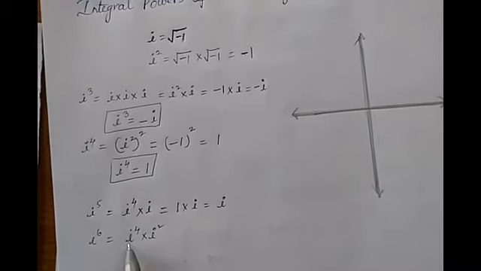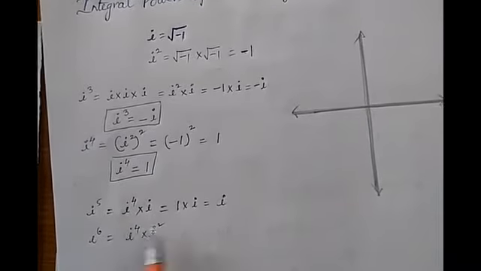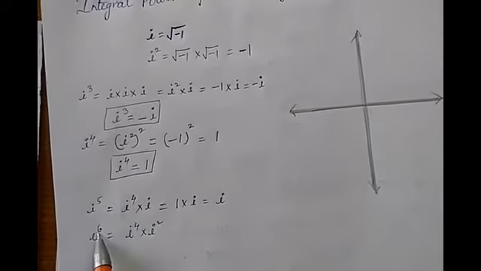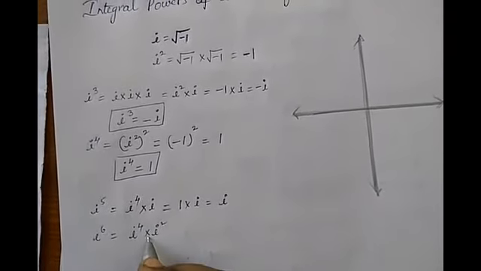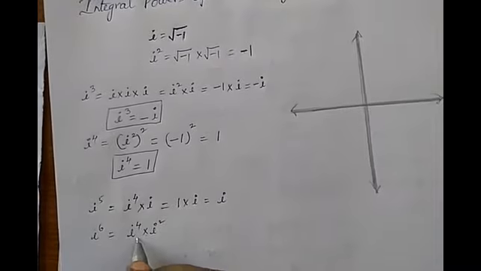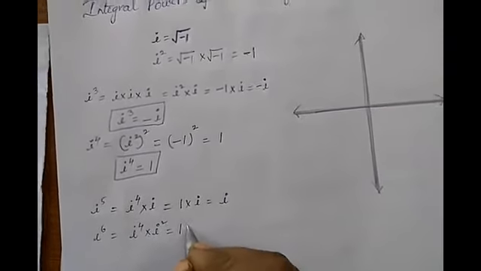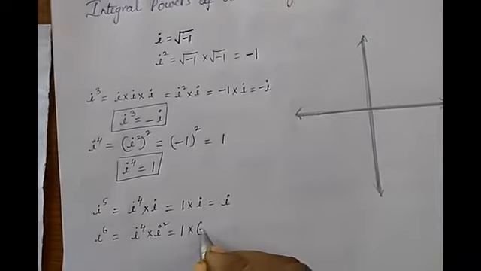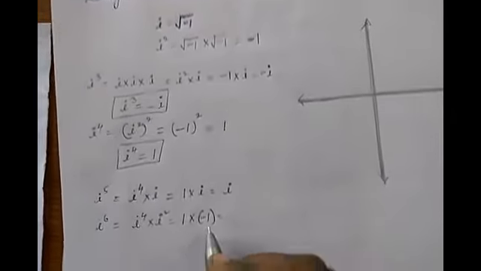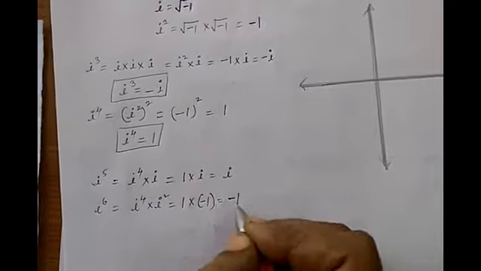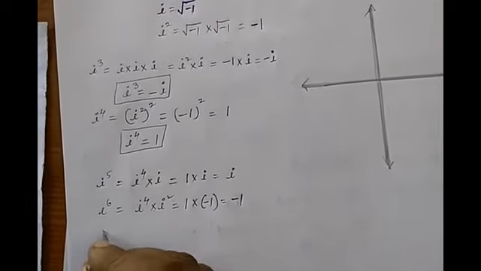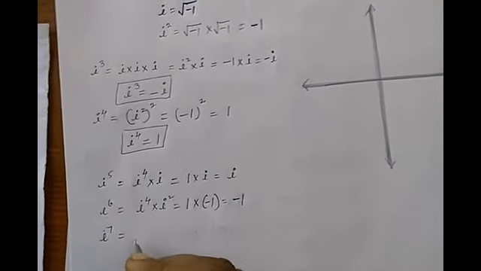We know the law of exponents: if the bases are the same, then the powers are added. So 4 plus 2 becomes 6, and i power 6 can be written as i power 4 into i squared. The value of i power 4 is 1, and 1 into i squared means -1. So the value of i power 6 is -1.